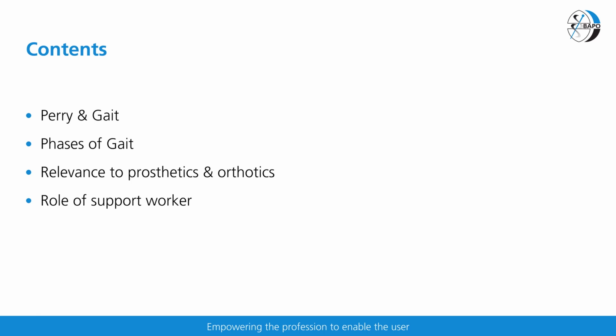This presentation will discuss the concept of normal gait as defined by Perry and look at the different phases of gait. We will discuss how gait is relevant to prosthetic and orthotic gait training. And finally, we will discuss how this information will aid support workers in assisting POs during the gait training phase after individuals receive their new device of either orthoses or prostheses.